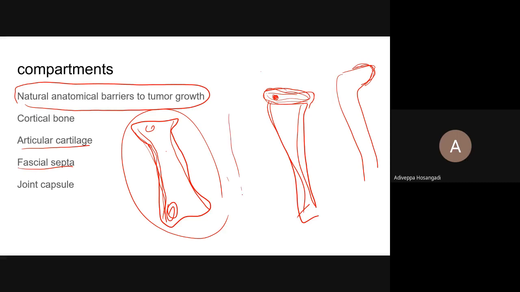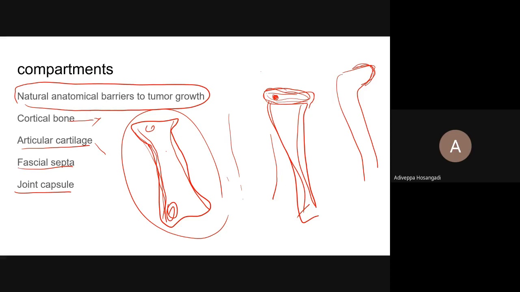It is covered by thick fascia, which again connects it to linea aspera. So the entire muscle is one compartment. Similarly, a joint capsule. I can give examples for individual tumors: cortical bone, say osteosarcoma; articular cartilage, chondrosarcoma; fascial septa limited, most commonly fibrosarcoma. Similarly, the joint capsule can have synovial chondromatosis.